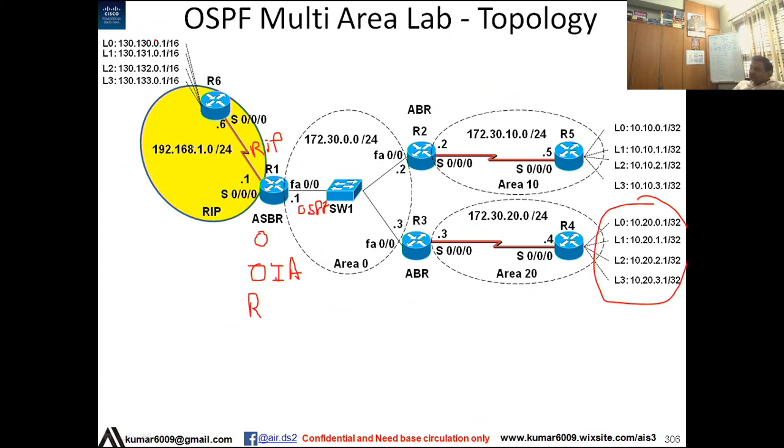Fast Ethernet is OSPF. So two routing protocols are running, and both routes will come here. But R2 is OSPF only. There is no RIP, right? So it will not get the RIP routes.